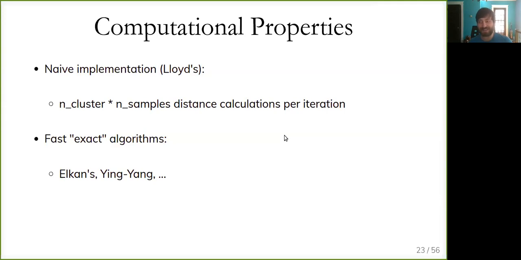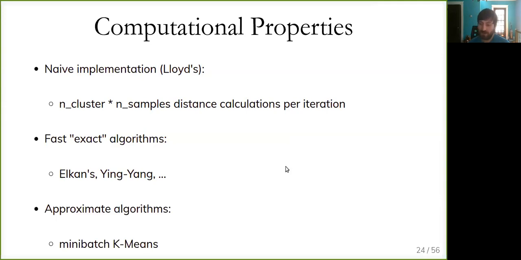They give you exactly the same result as Lloyd's algorithm. And because people have been using Lloyd's algorithm, this is called exact. There are also approximate algorithms, for example, mini batch k-means, which is also in scikit-learn. They don't give you the same result as Lloyd's algorithm, but they might still give you a good result.